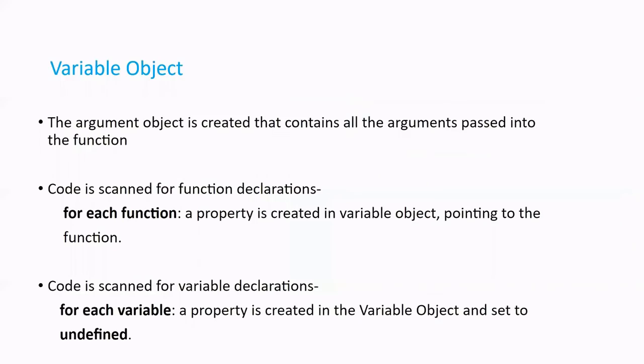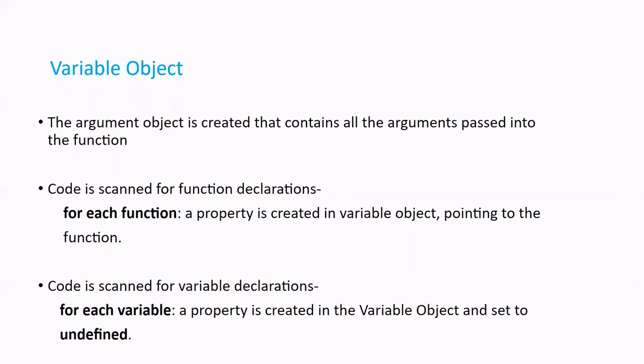Now let's understand the variable object. The arguments object which is created contains all the arguments passed into the function. So when you call the function, whatever parameters are defined in the function will be present in the variable object. Now the second thing: when you scan the code, for each function, a property is created in the variable object corresponding to that function, pointing to that function.